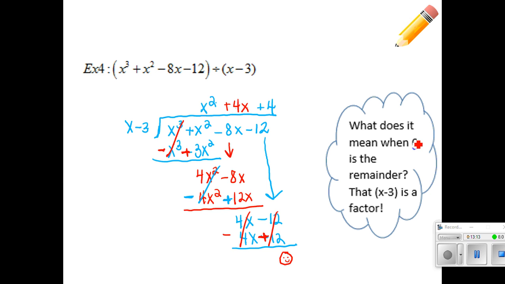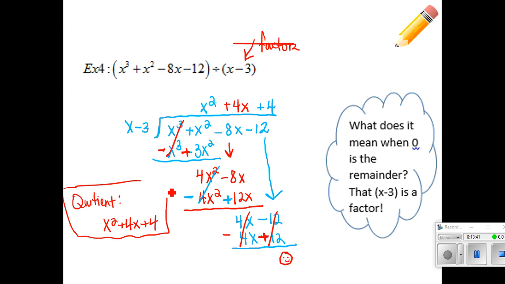So what does it mean to have 0 as a remainder? That means that this is a factor. All the other ones weren't really factors. I can divide any number by any number. But when I get a remainder of 0, it means it's a factor. So the quotient for this one would be x squared plus 4x plus 4. And I don't have to write that there's any remainder.